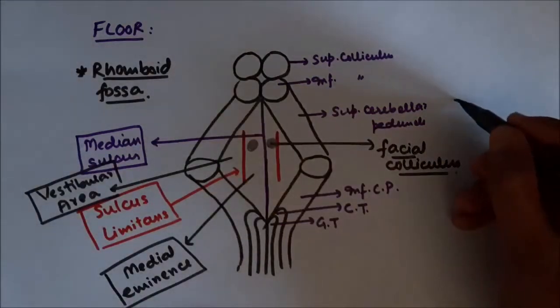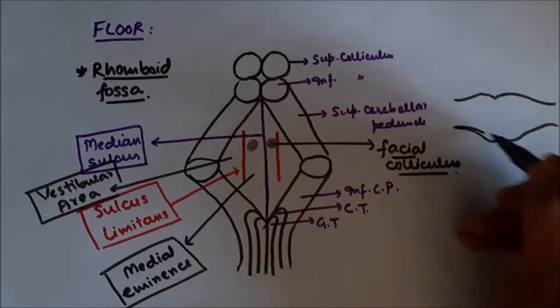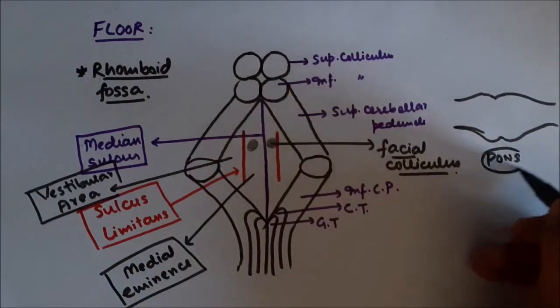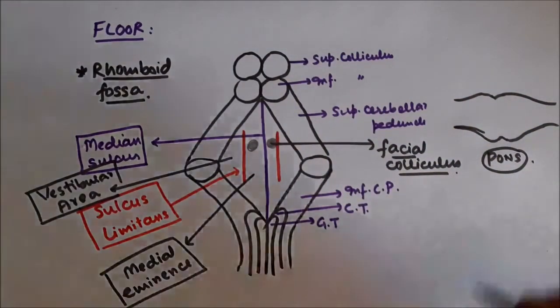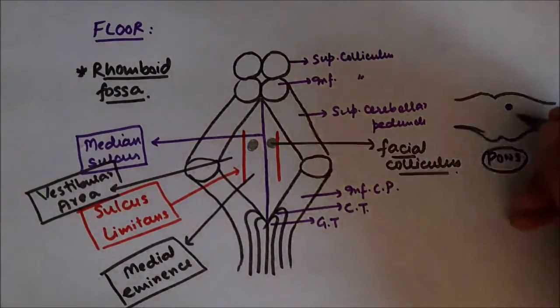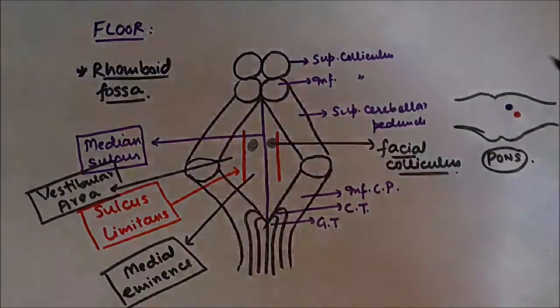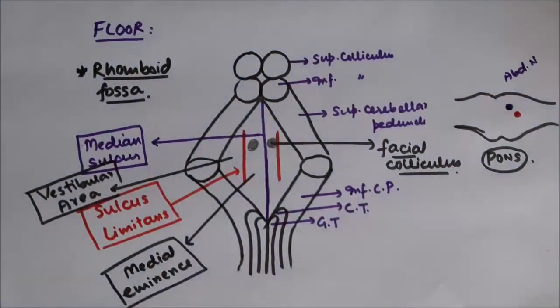So let me draw it here. This is a section of the pons, at the level of the facial colliculus. Two nuclei are seen. One is called the abducent nucleus. The blue one is the abducent nucleus and the red one is the facial nucleus.